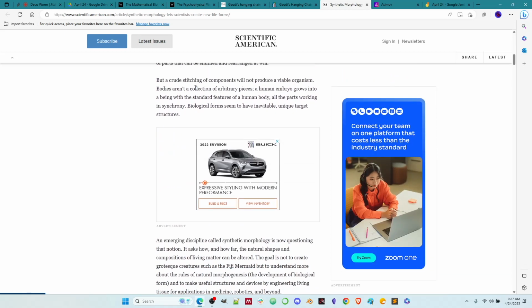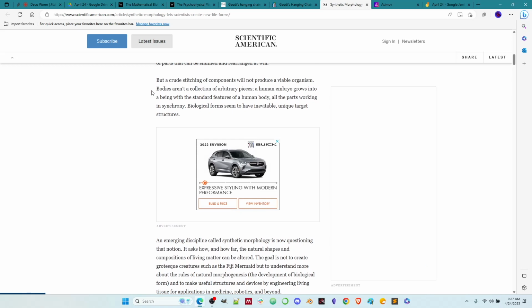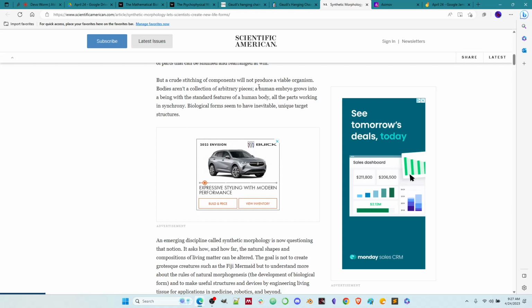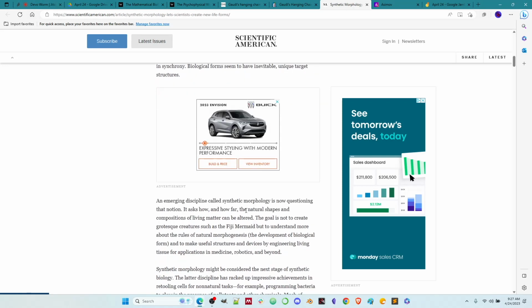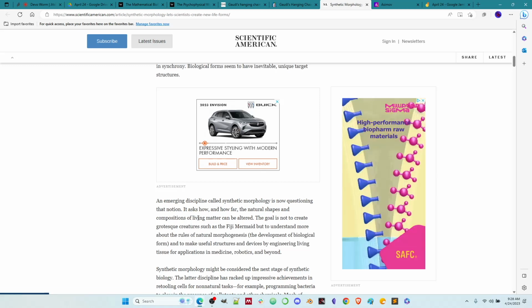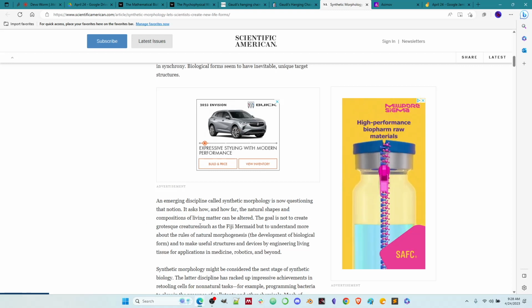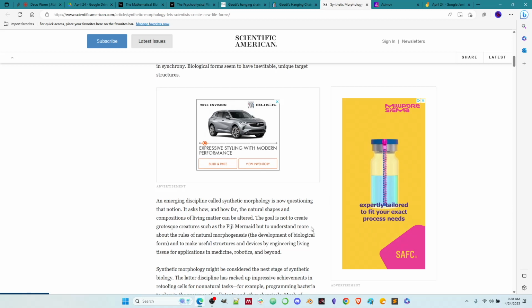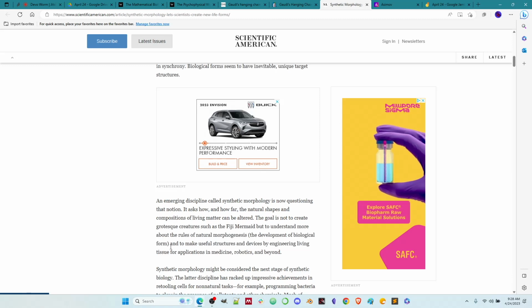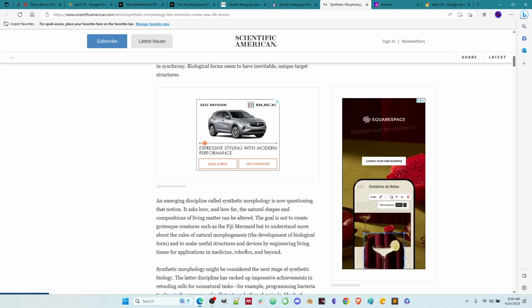Let's see. But a crude stitching of components will not produce a viable organism. Bodies aren't a collection of arbitrary pieces. A human embryo grows into a being with the standard features of a human body, all the parts working in synchrony. Biological forms seem to have inevitable, unique target structures. An emerging discipline called synthetic morphology is now questioning that notion. It asks how and how far the natural shapes and compositions of living matter can be altered. The goal is not to create grotesque creatures such as the Fiji mermaid, but to understand more about the rules of natural morphologies, or more naturally morphogenesis, the development of biological form, and to make useful structures and devices by engineering living tissue for applications in medicine, robotics, and beyond.